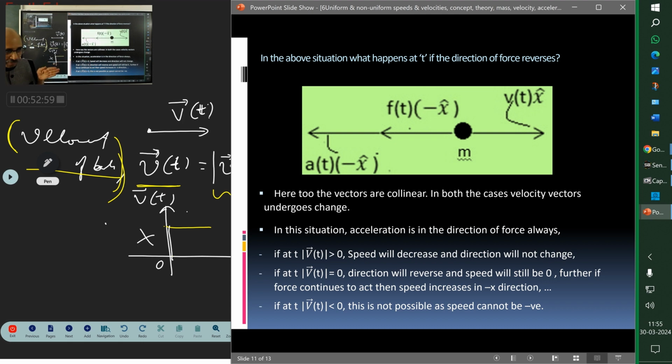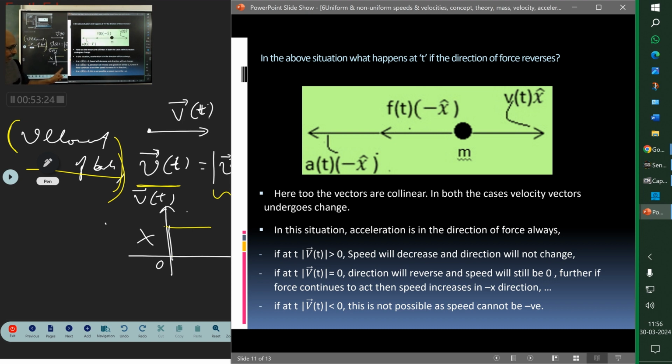See, here you see the cycle was going like this, momentarily it stopped. But the force was like this. That is the condition here. Then it will still be 0. That is, at the instant if you apply force, instantly it will not change. Further, if you further continue to apply force, then the speed will increase in minus x direction. Got it?